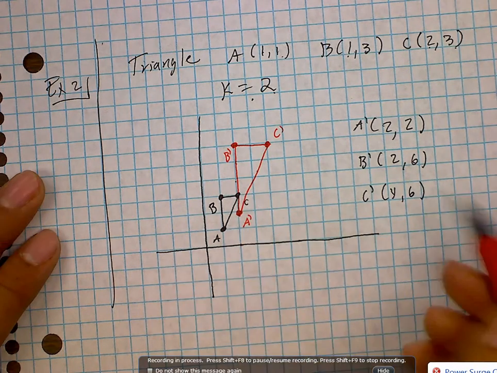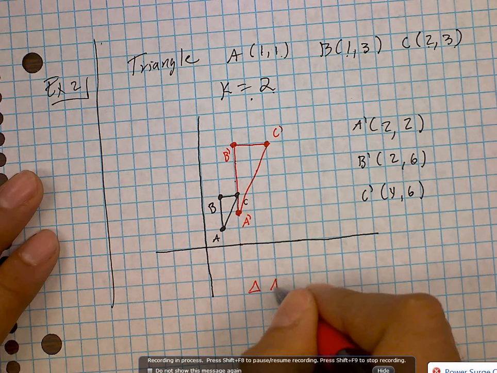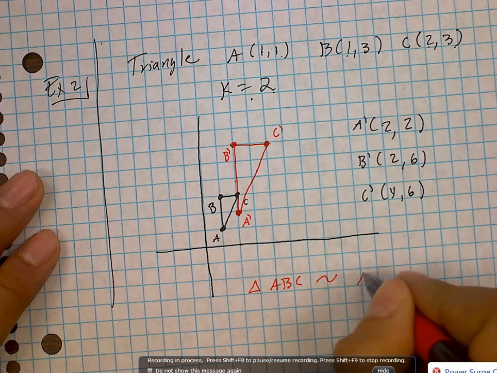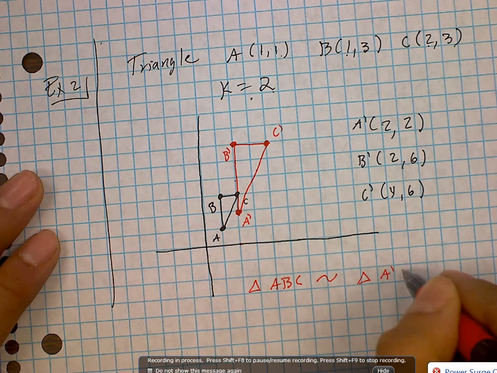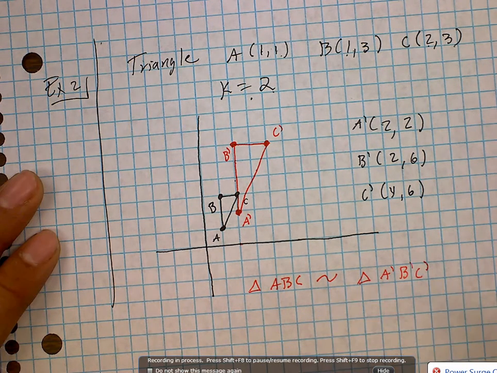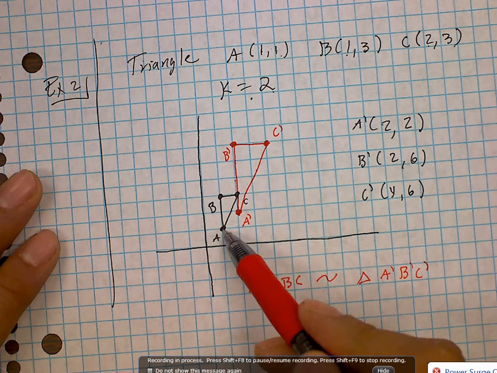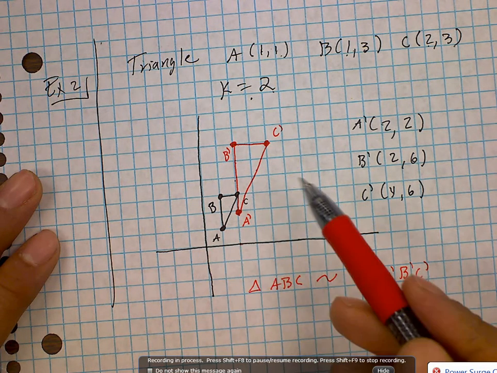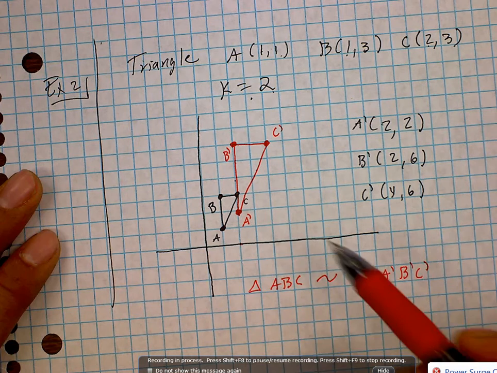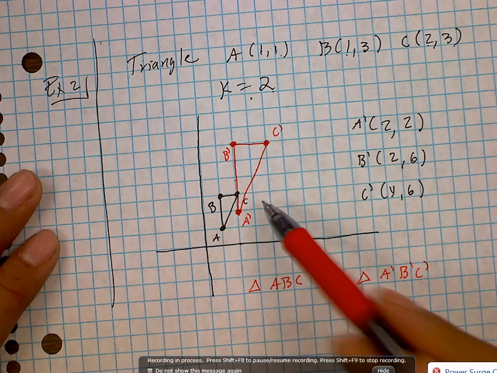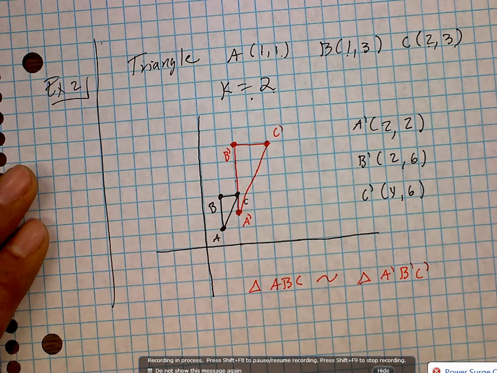Again, we say triangle ABC is similar to triangle A prime, B prime, C prime. They are similar because they have the same shape, but the size is different. And remember that congruent means same size, same shape, and this one is only the same shape. Okay. All right, practice, people, practice.